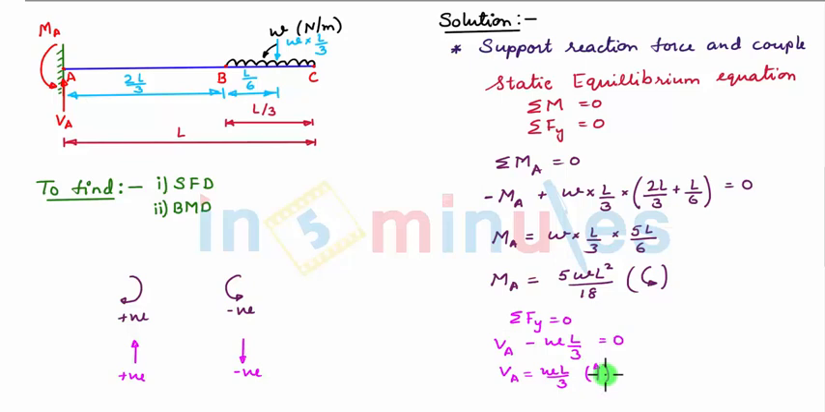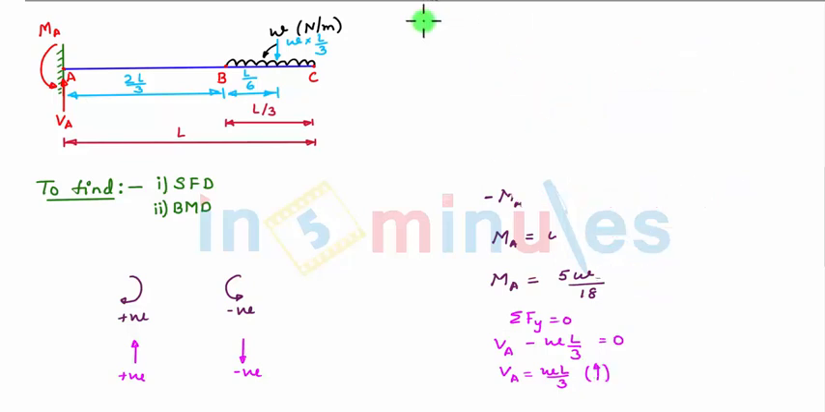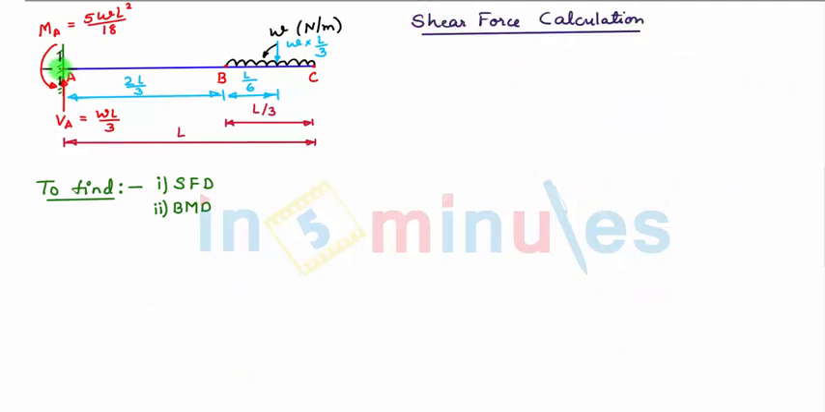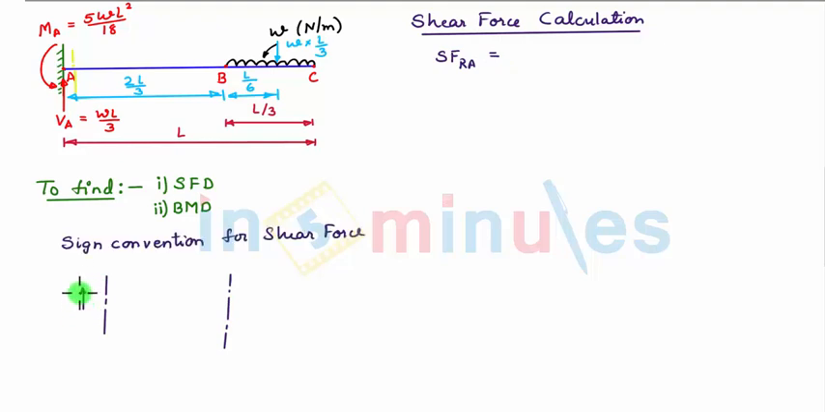Now let us move towards shear force calculation and bending moment calculation. So, shear force calculation. We take point A as origin and we move towards the right, towards the other extreme end point C. So we first take a section towards the right of A and very near to it. Shear force towards the right of A is equal to, our sign convention for shear force calculation is: upward force on the left hand side of section and downward force on the right hand side of section is taken as positive, whereas downward force on the left hand side of section and upward force on the right hand side of section is taken as negative.